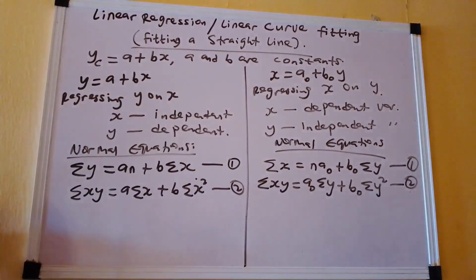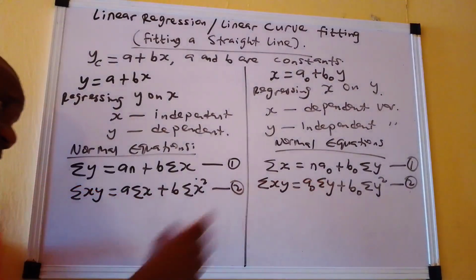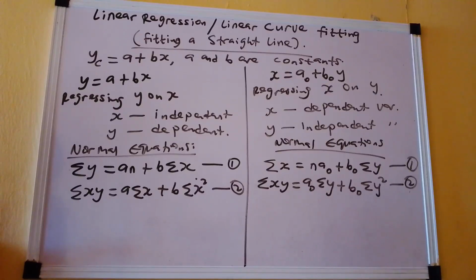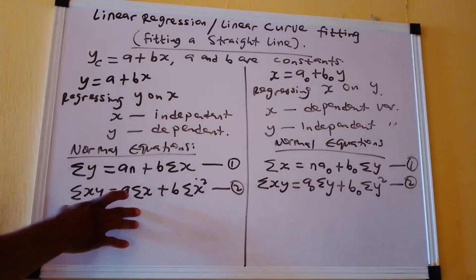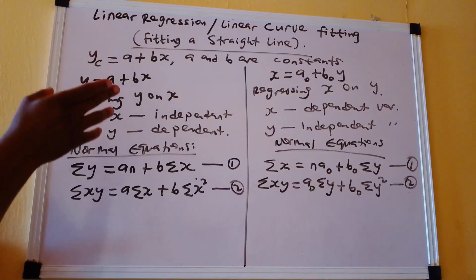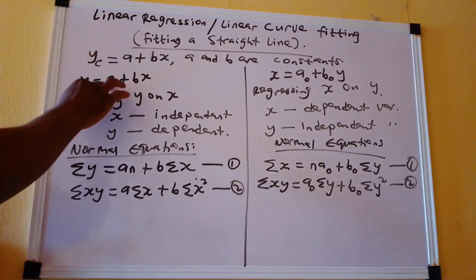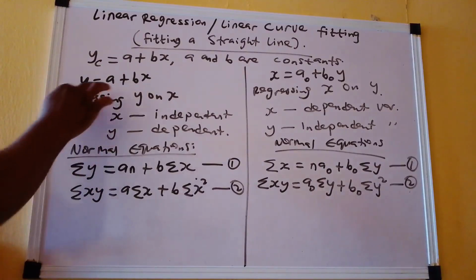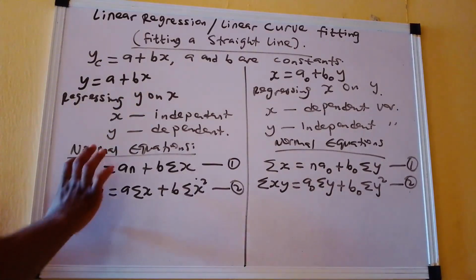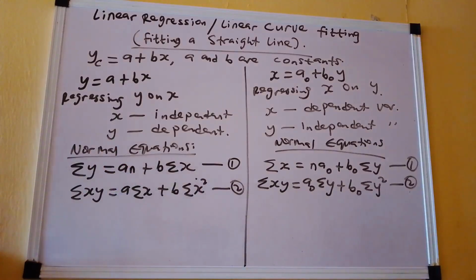So when you want to fit a model, a straight line of x on y, you are going to use these two normal equations to get your constants, a naught and b naught. And when you are fitting a straight line or a linear curve having this model where a and b are the constants, a is the intercept, b is the slope, these are the two normal equations you are going to use to get your constants, a and b.